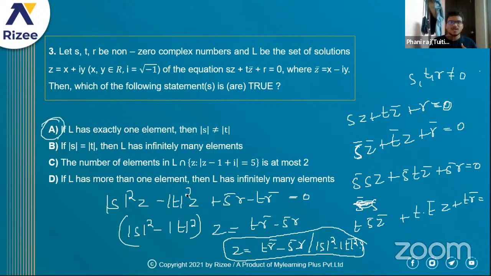Firstly, by the same logic, if mod s equal to mod t, any s and t you could choose and still it could be infinity only. So obviously option B is also the correct answer. Oh, then L has infinitely many elements. Okay. Wait. I think we're going wrong somewhere. No. This is not correct. We have gone wrong. If mod s equal to mod t, z should be infinity.